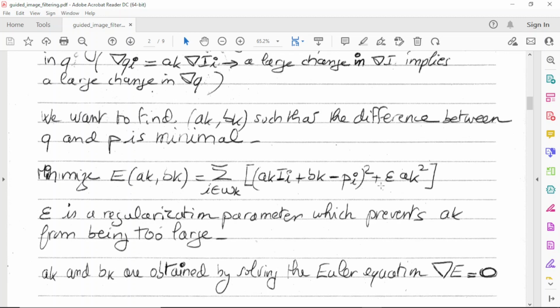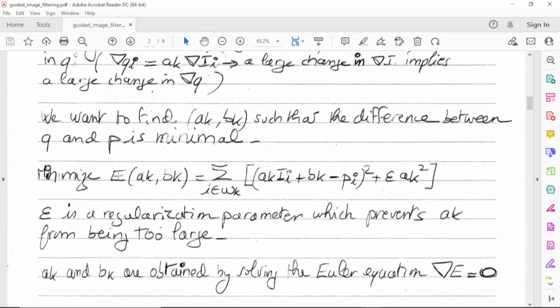You also want to prevent AK from becoming very large. So that's why you have that epsilon AK square term here. This is to prevent AK from becoming large. So that's why you don't minimize just this term, you have to minimize those two terms.